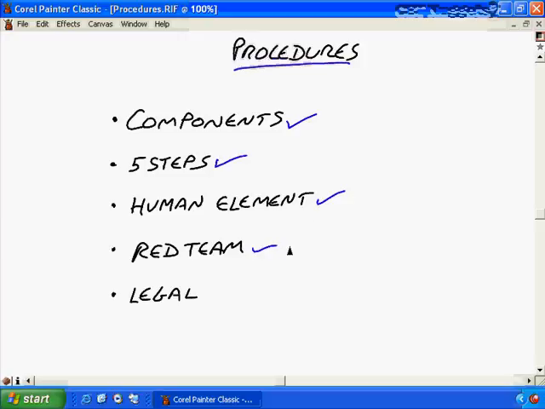Some of the humans you're going to be dealing with also, by the way, are red team members. Remember, the red team is going to be a team of people with different strengths that can help you to perform a hack more efficiently. And then we concluded with some legal information that is important to know.